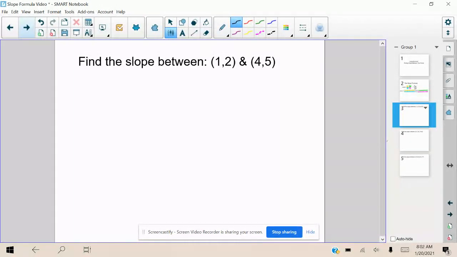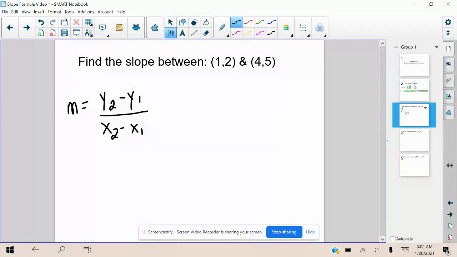So when we do this, I still, to this day, will always write out the slope formula. So it's m is equal to y sub 2 minus y sub 1, the y value of the second point minus the y value of the first point, divided by the x value of the second point minus the x value of the first point. After we write that, we want to label. We go back up to our coordinate points. We have 1, 2 and 4, 5.